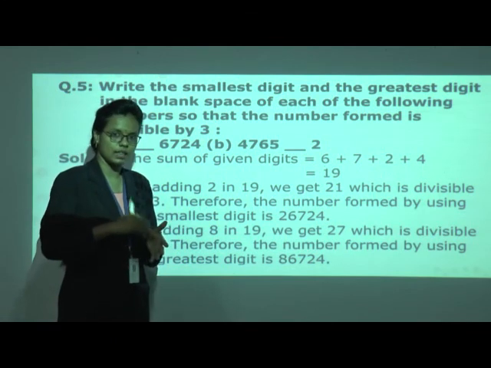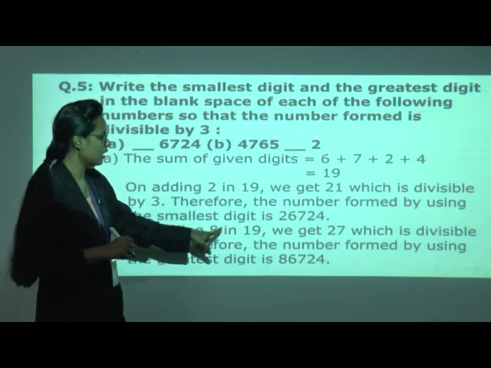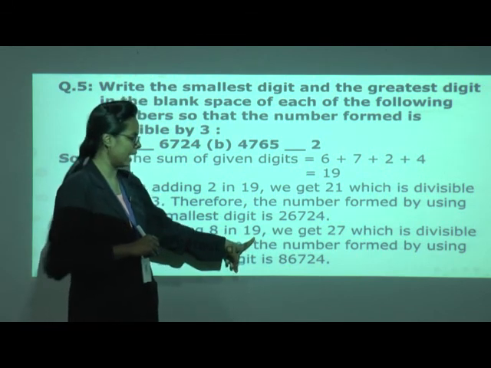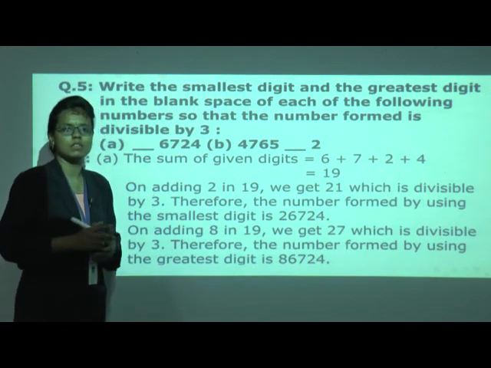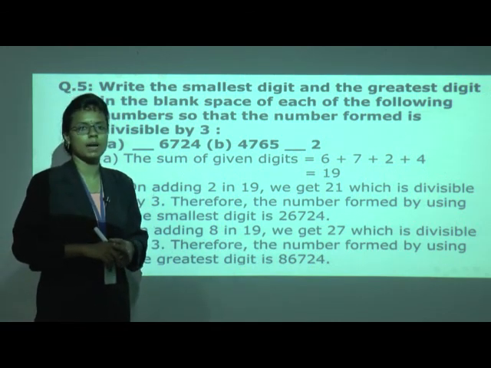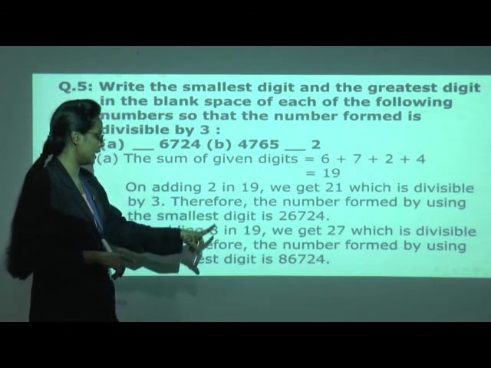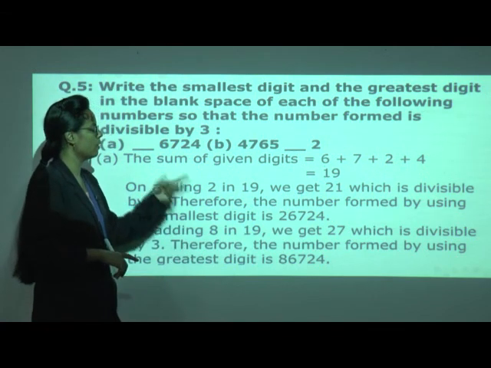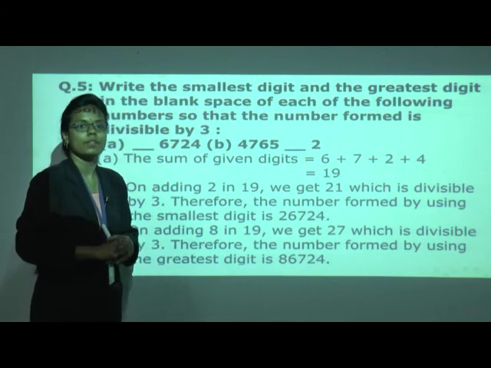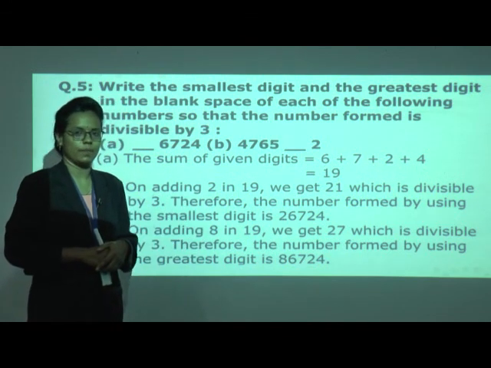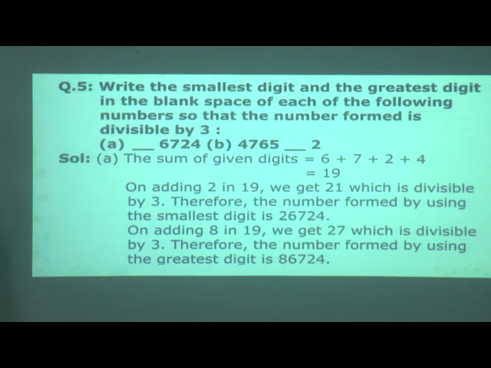So we will take the next greatest digit, that is 8. If we add 8 to 19, we get 27, which is divisible by 3. So the smallest digit is 2 and the greatest digit is 8. If we place them in this blank space, the numbers are divisible by 3. Okay, let us see the next one.